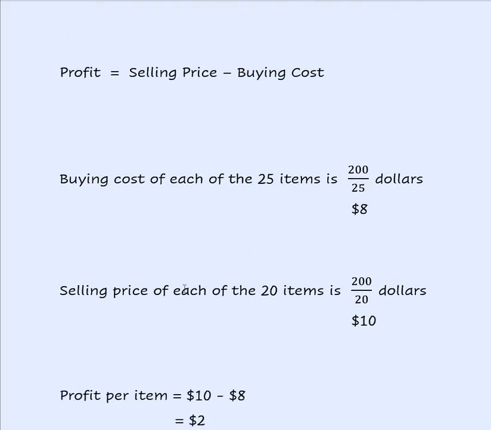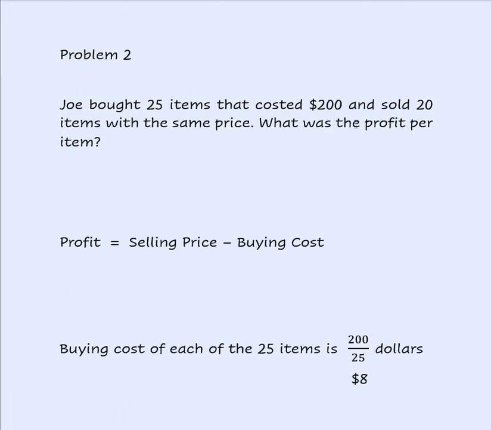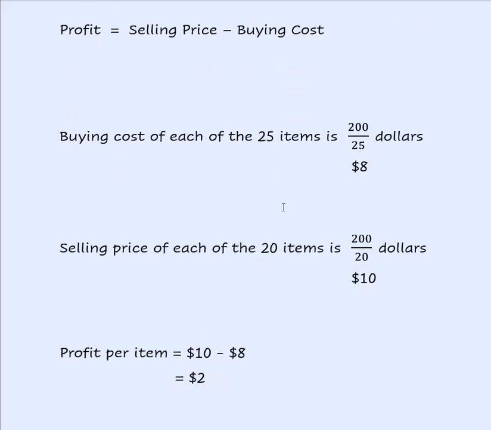Similarly, the selling price of each of the 20 items, because he sold 20 items at the same price, which is $200. So the selling price of each of the 20 items is 200 divided by 20, which gives us $10. So the selling price of each item is $10 and the buying cost of each item is $8.